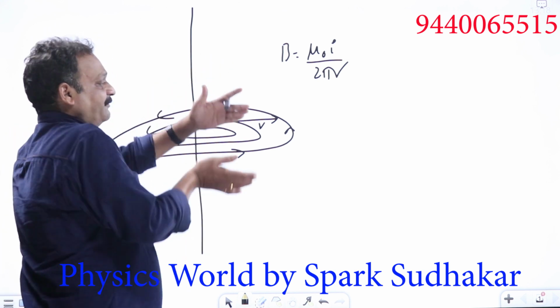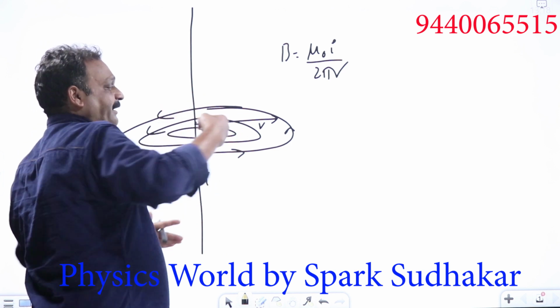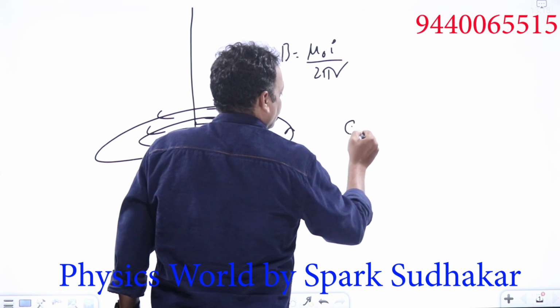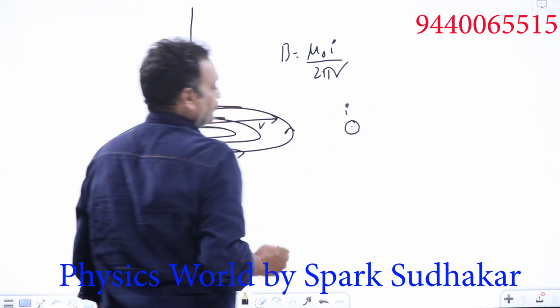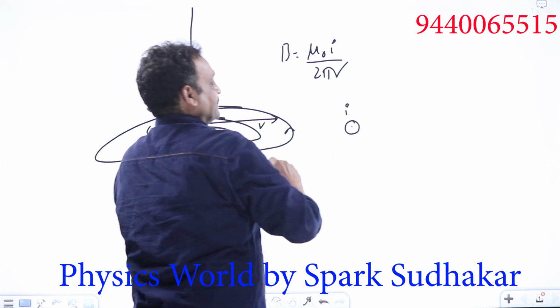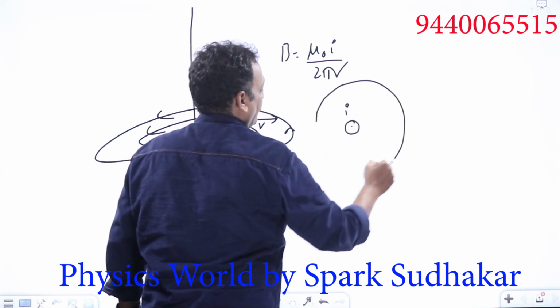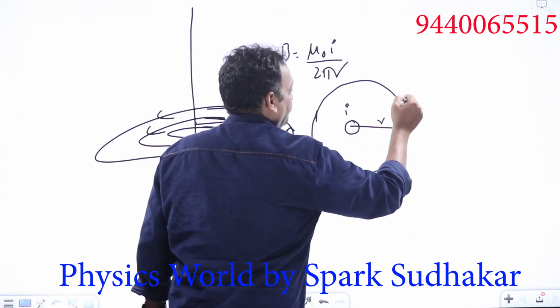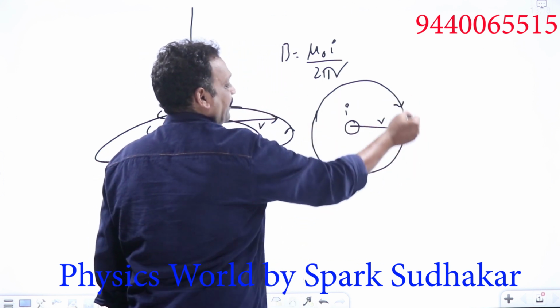I'll tilt this entire figure so that the current is pointing into the board. Means the wire is like this, and the current is pointing into the board. Due to this, magnetic field lines will be concentric circles like this. At a distance r from the wire, the B lines are circular like this.